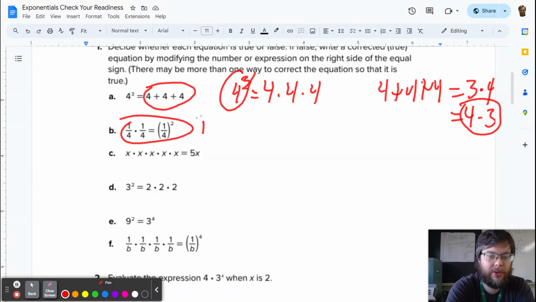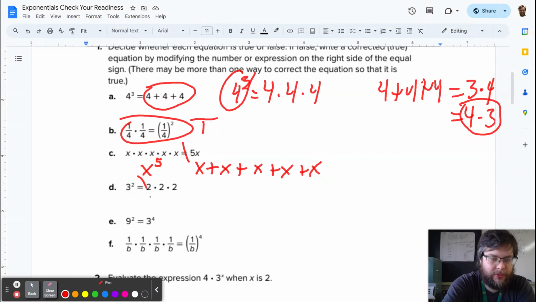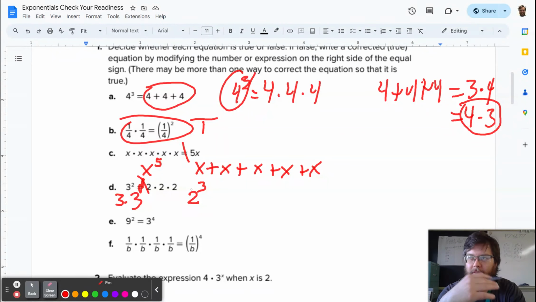This second one here is true. This third one here is false. The left-hand side is 5 copies of x being multiplied. The right-hand side is 5 copies of x being added together. D is also false because 3 squared means 2 copies of 3 being multiplied. 2 times 2 times 2 means there were 3 copies of 2. So 2 copies of 3 are different than 3 copies of 2.